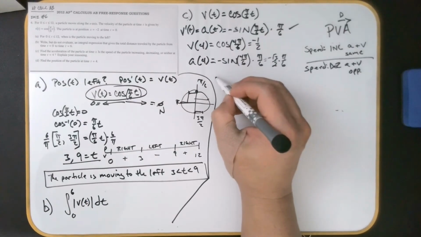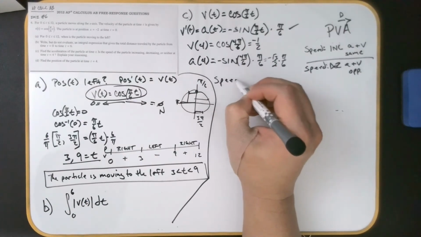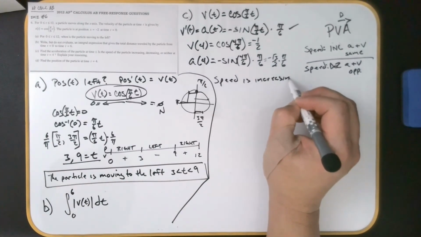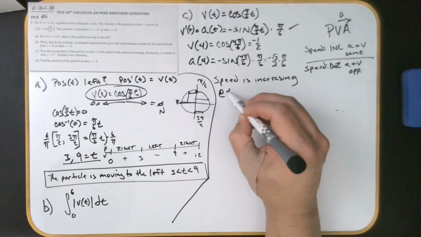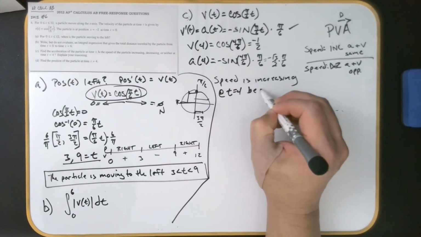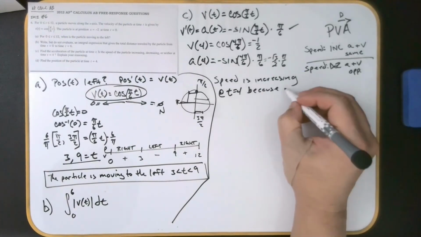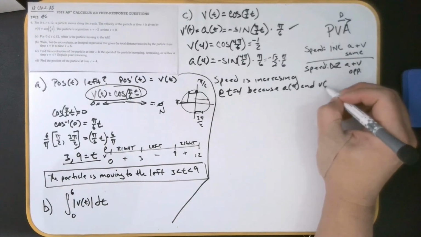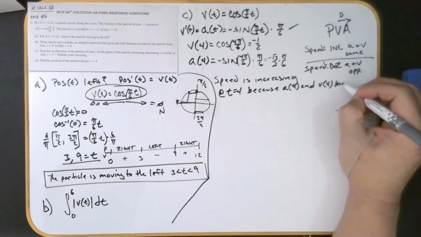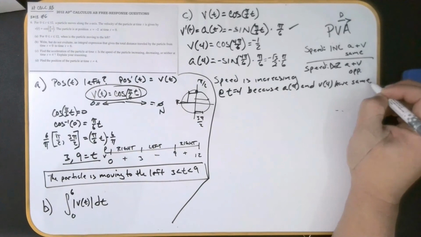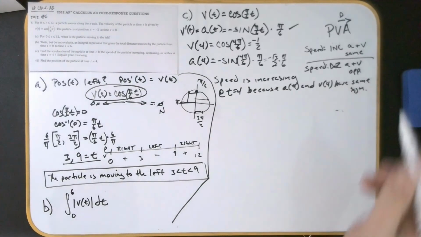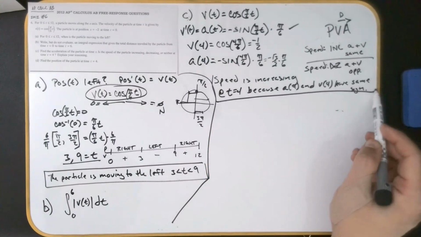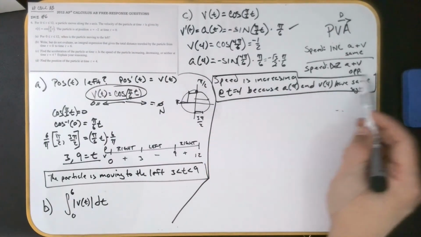Okay, so let me just put a little line here to keep this work separate. And I'm going to say my conclusion. Speed is increasing at t equals 4 because a of 4 and v of 4 have the same sign. Or if you want, you could say are both negative. But that's what they're looking for there. Okay. There's C.